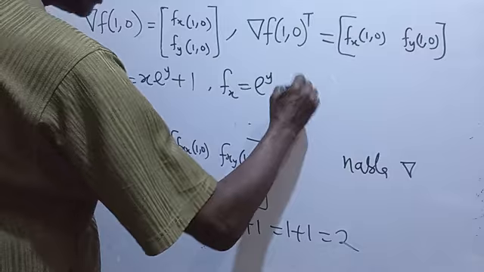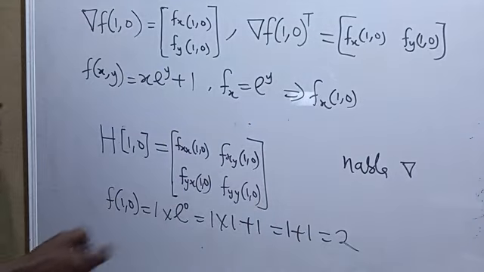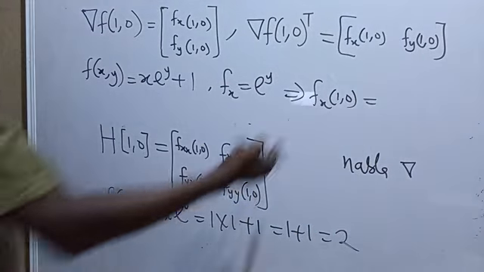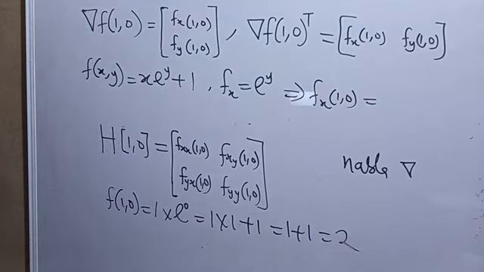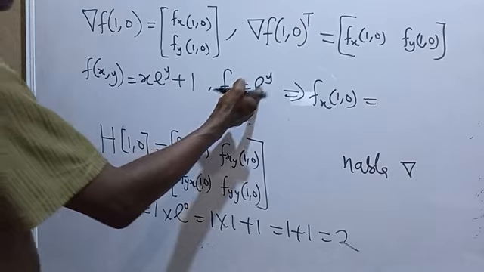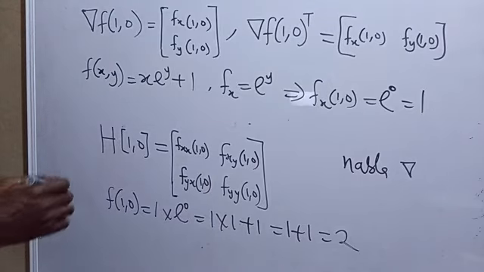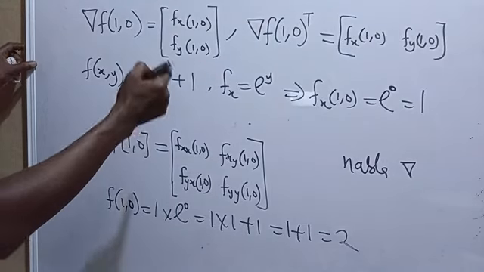Beautiful. Which implies f_x at the point around the neighborhood of 1 comma 0, that is when x is 1 and y is 0, and what we have here is y, so that will be exponential 0, which is 1. Hope that is clear. Now we have done that.